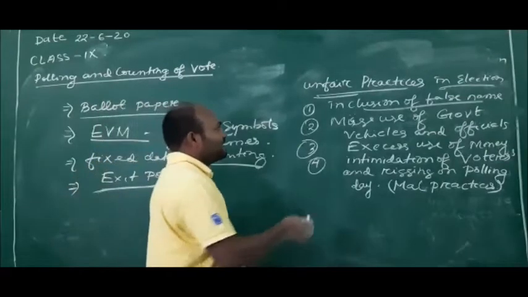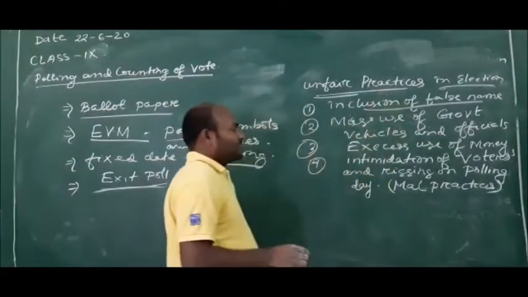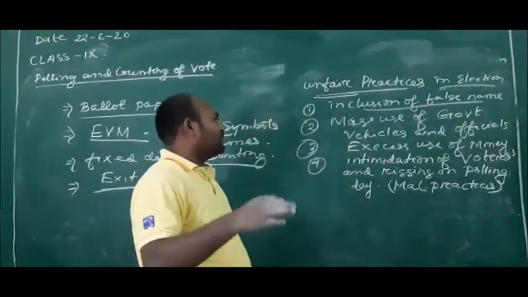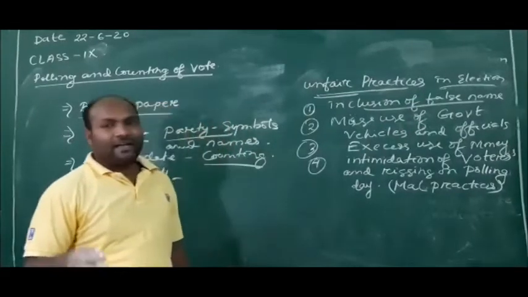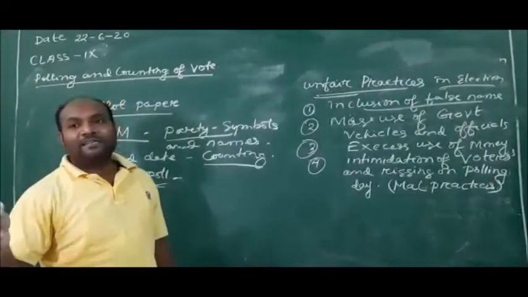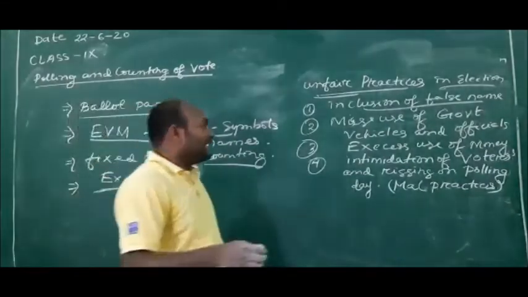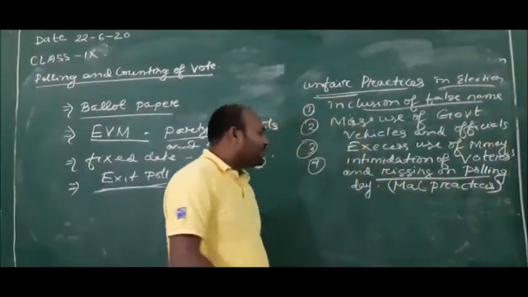And what are those things? Including a false name, using government machinery, government vehicles, government officers, and using excess money. At the same time, using malpractices such as rigging on polling day. And what is rigging on polling day?